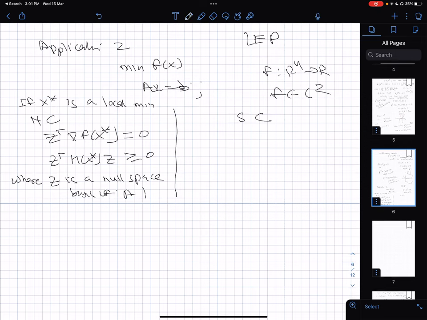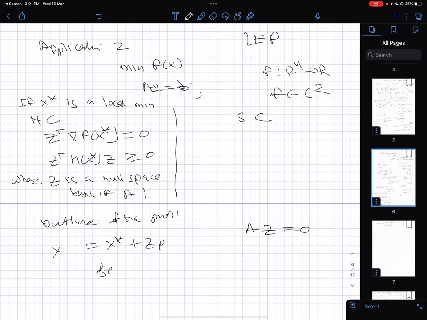So basically, I'll give you only an outline. I'm not going to prove this, but only give you an outline of the proof, which is that if x star is the local minimum and Z is a null space basis, that is to say AZ is equal to 0, then all points x star plus Zp, this is the characterization of the set of all feasible points for this optimization problem. What are the feasible points? The points which meet Ax is equal to b.